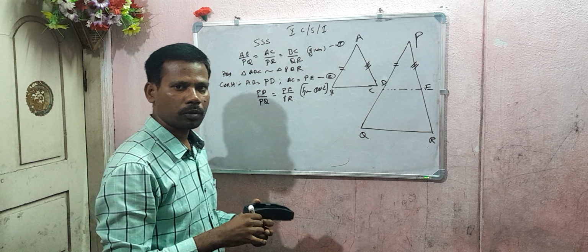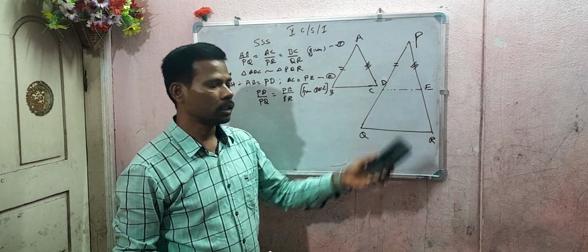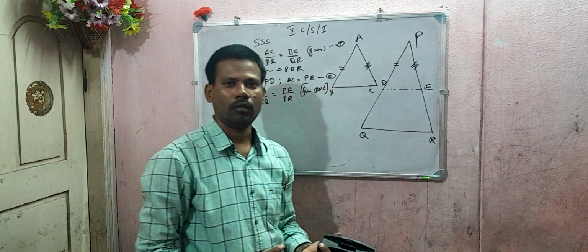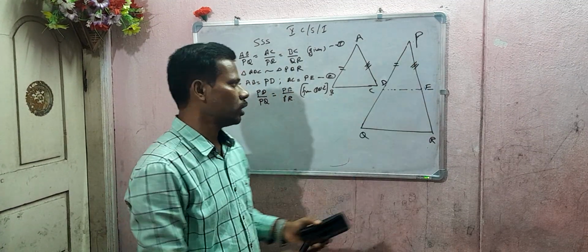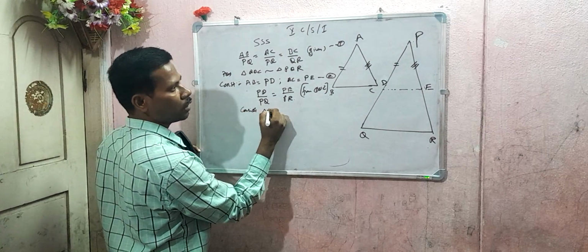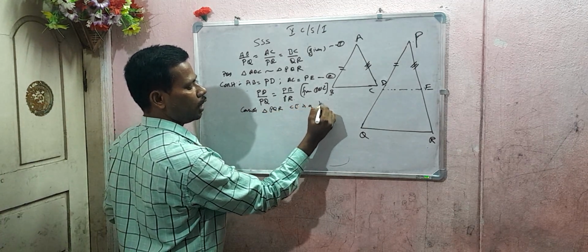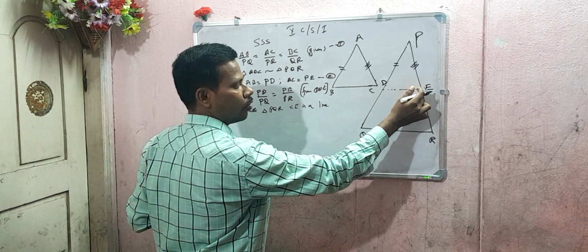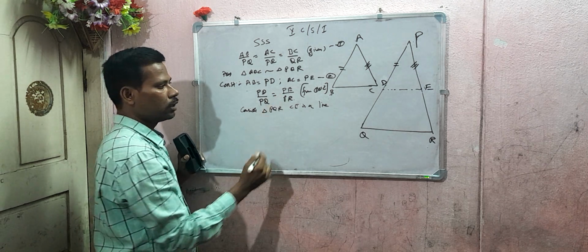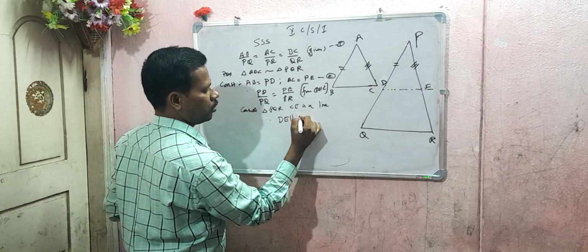What is the converse of the basic proportionality theorem? If a line divides the other two sides in the same ratio, then that line is parallel to the third side. Consider triangle PQR. DE is a line. This is a line now for this triangle, it divides the other two sides in the same ratio. See here, it is dividing. Therefore, DE is parallel to QR.